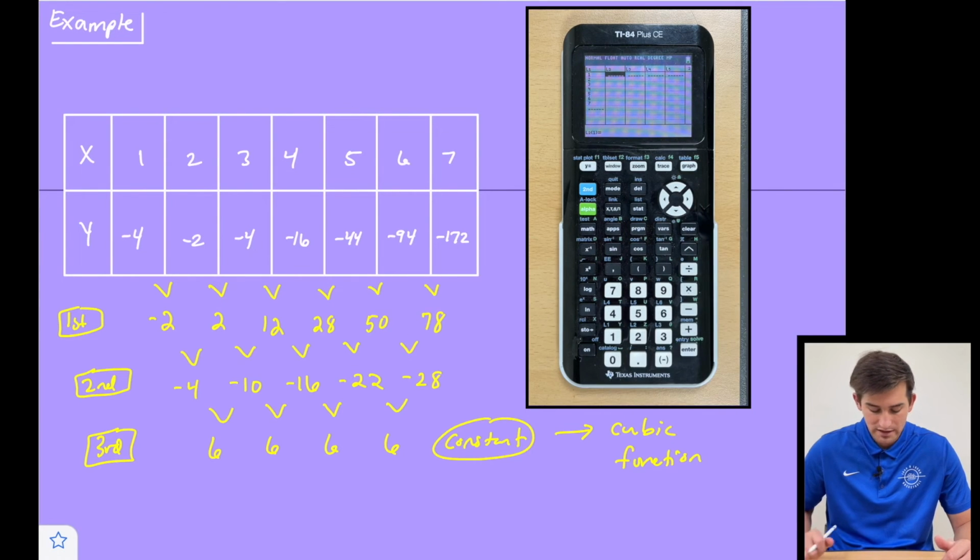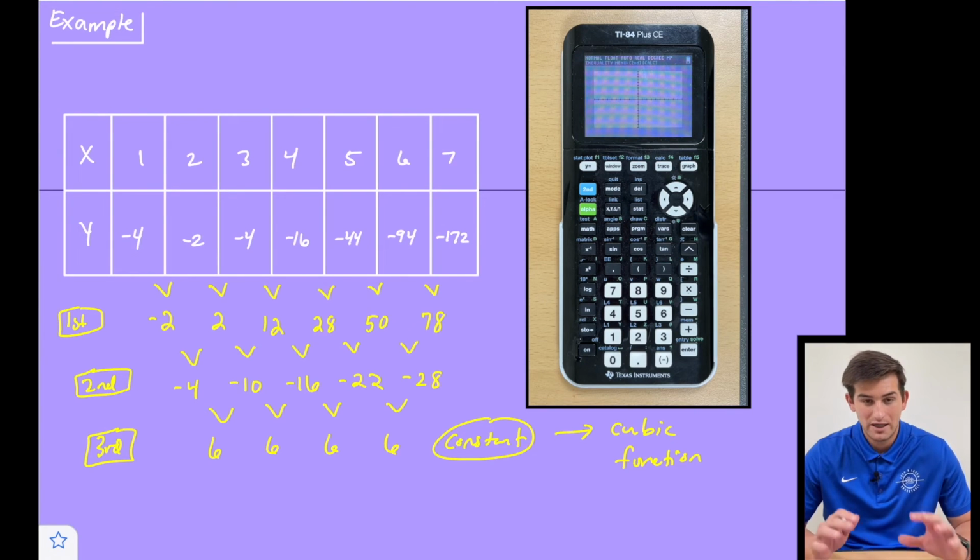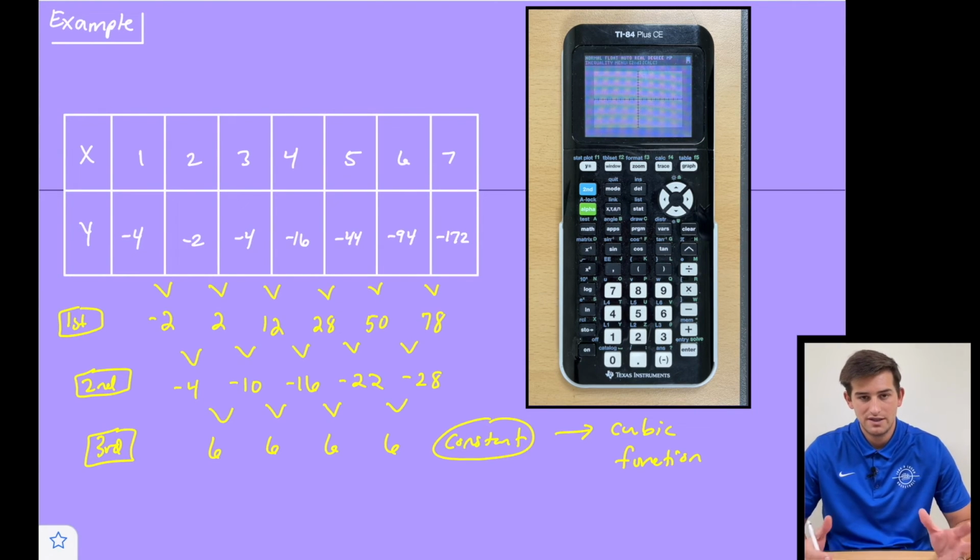Now I'm going to go over to my L2 values, and we're going to type in our y values. So that's -4, -2, -4, -16, -44, -94, and -172. Now I'm going to hit graph. Once I hit graph, my window is on the standard window, -10 to 10 on each axis, so we can't see anything.